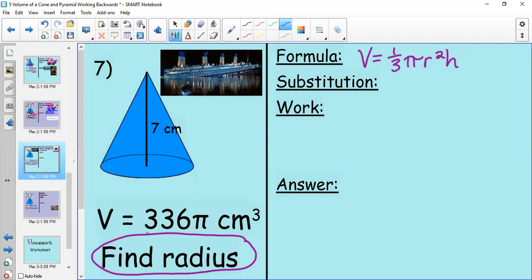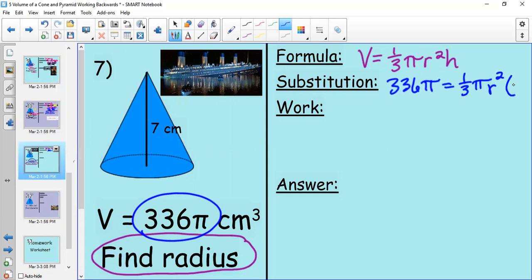Let's plug in what we know. We know the volume is 336 pi. I'm going to keep the 1/3, keep the pi. Don't know our radius, so that's our variable this time. And our height this time is 7. All right, so let's do this very similar to what we've been doing. Get rid of the 1/3 first by multiplying by the reciprocal. So 3. Use my calculator over here. 336 times 3 gives us 1008 pi. 1/3 and 3 canceled. Again, I'm going to rearrange this. I'm going to put the 7 in front.